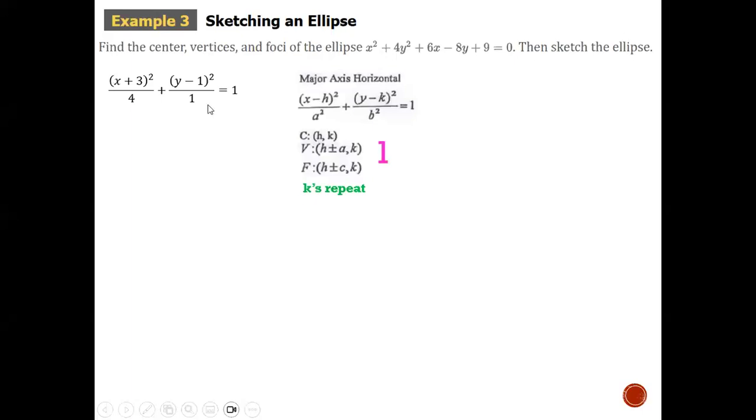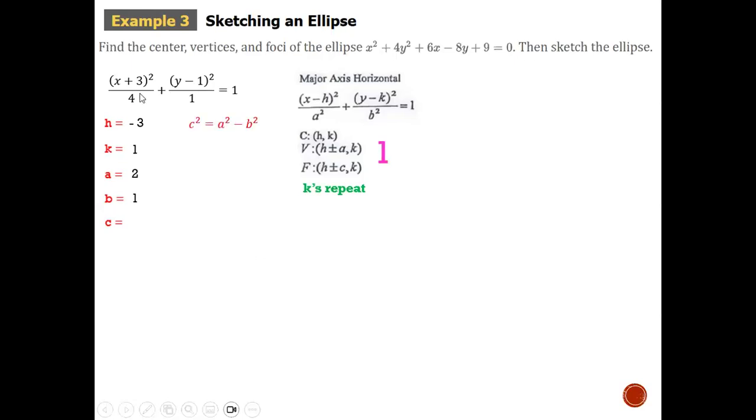So continuing on, we have the equation now, right? Using the one we found by completing the square. We have the information we need. So let's pull everything out. What is my h? Negative 3. What is my k? 1. What is my a? It's the square root of this number. So square root of 4 is 2. B is the square root of this number, 1.